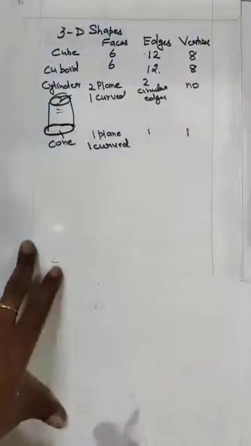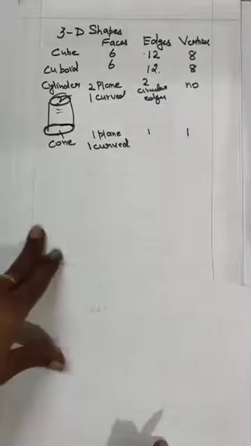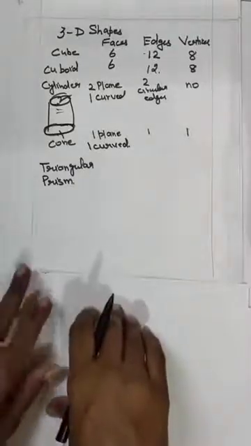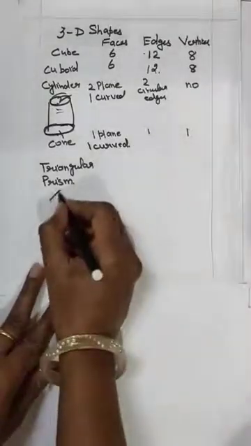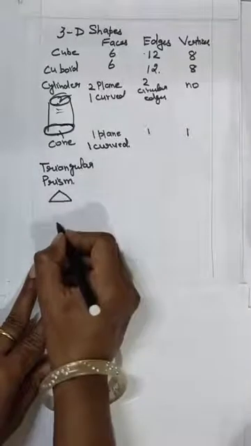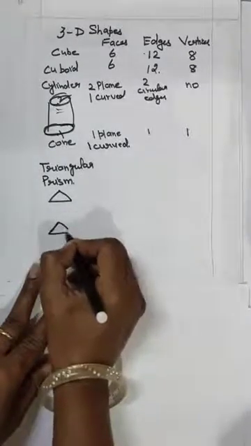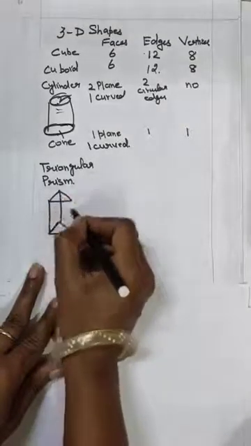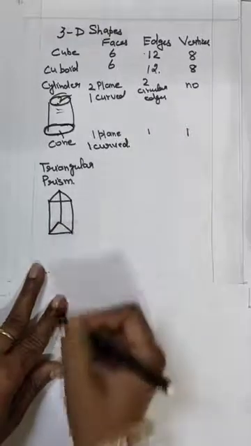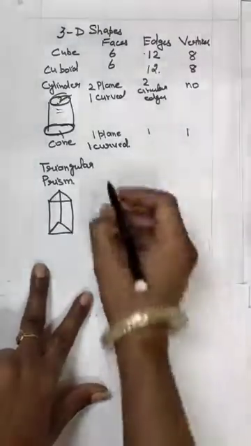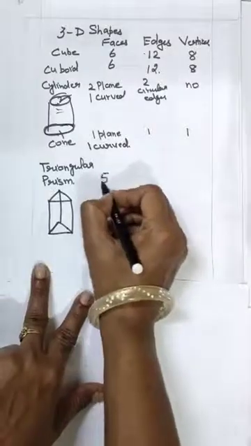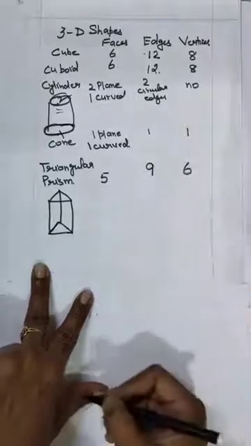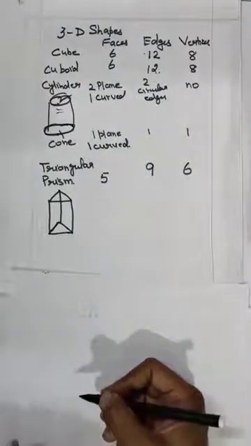Okay. Now see the triangular prism. What is a triangular prism? Did you remember it? Triangular prism is like this. Both the side bases are triangles and it is like this. Looks like a kaleidoscope. Okay. It has 5 faces, 9 edges and 6 vertices. This is a triangular prism.